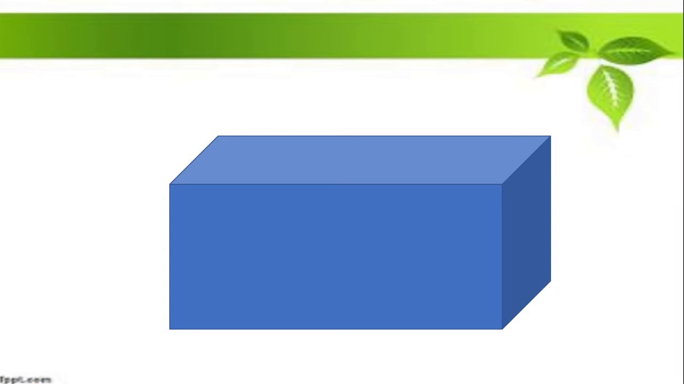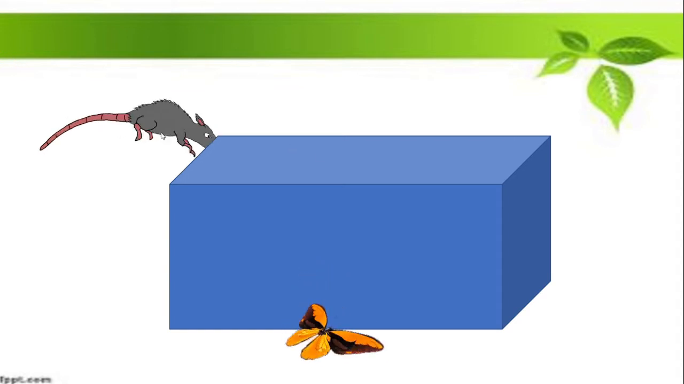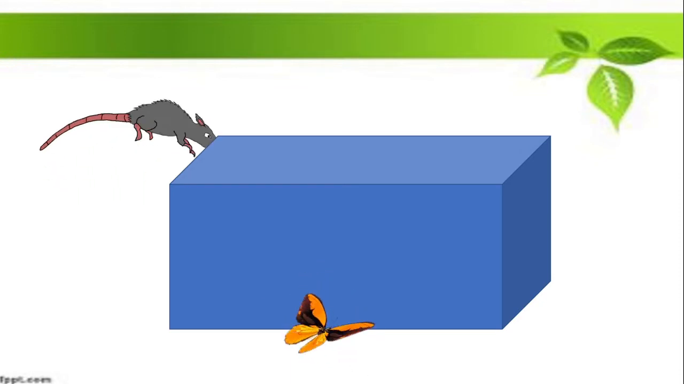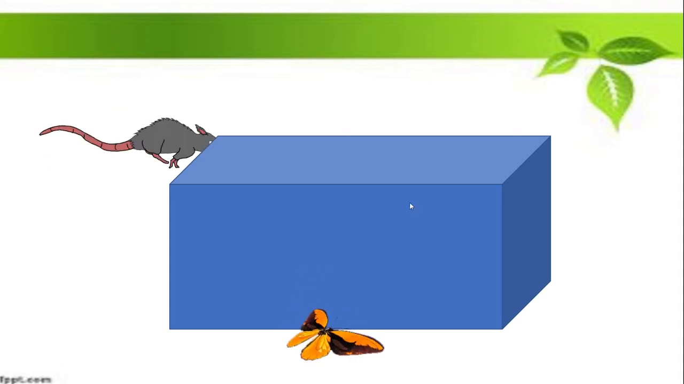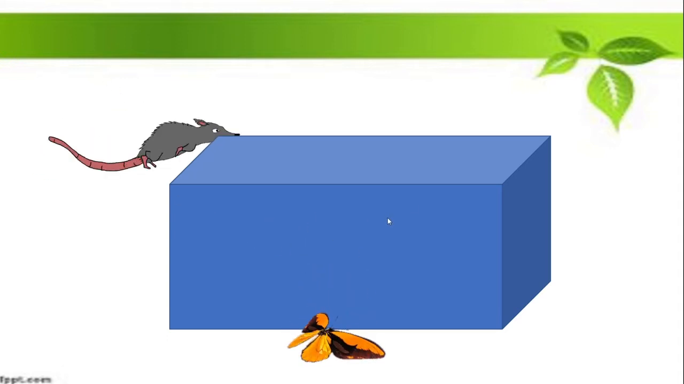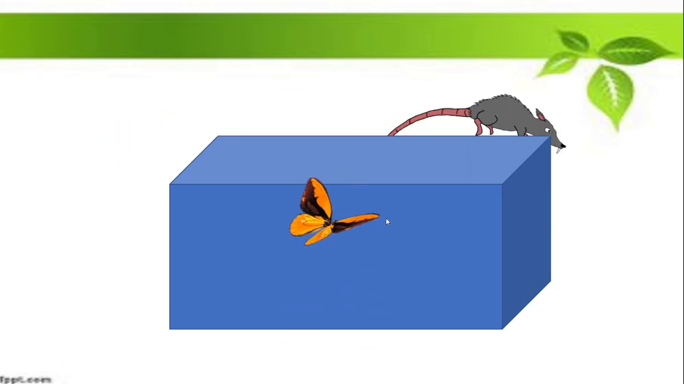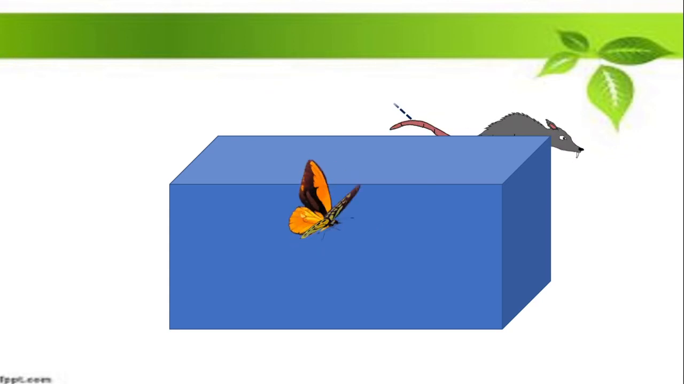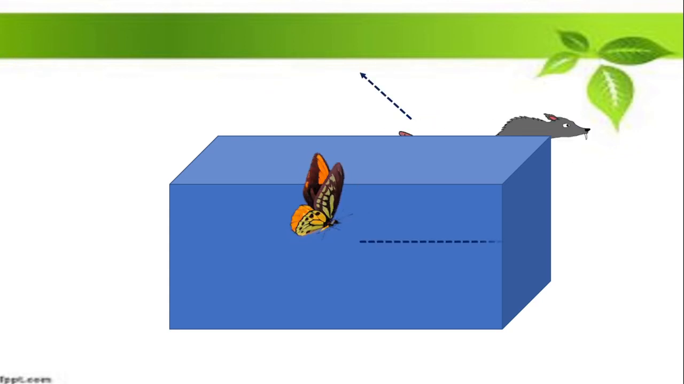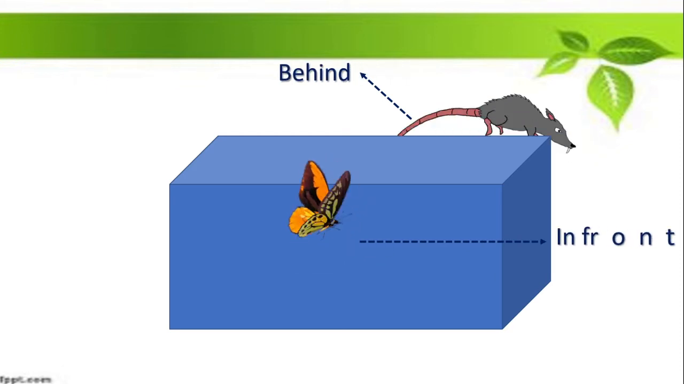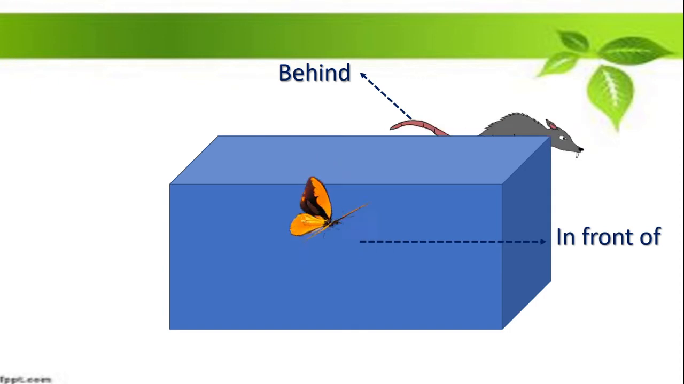Here we can see a box, right? Here we can see two lives. See here a mouse and a butterfly. Come on, dear children, tell me who is in front of this box and who is behind this box. Yes. Observe carefully. You are right. The mouse is behind the box and this butterfly is in front of the box. Very good.